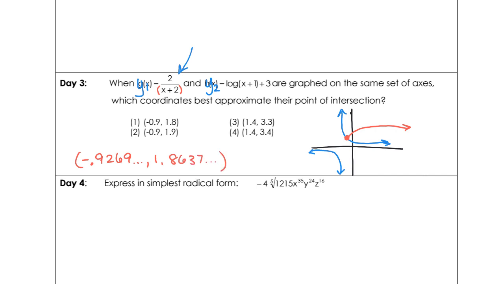comma 1.8637... Okay. And looking at our choices, they're all rounded to the nearest tenth. So if we take a look at the nearest tenth, that's going to stay a -0.9, comma, and over here, nearest tenth, that 6 is going to round the 8 up to a 1.9. And now that we have that, that is choice 2, and this one is finished.